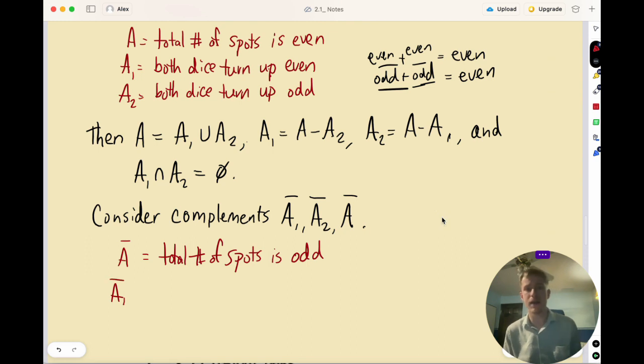Okay. A1 bar, think about this for a second. A1 says both dice turn up even. So that means that out of the possibilities, you roll two dice. The only possibilities are 0, 1, or 2. Well, if both dice turn up even, that is two of them. Well, what is everything except 2? Well, that's 0 or 1. Another way of phrasing that is at least one die turns up odd.